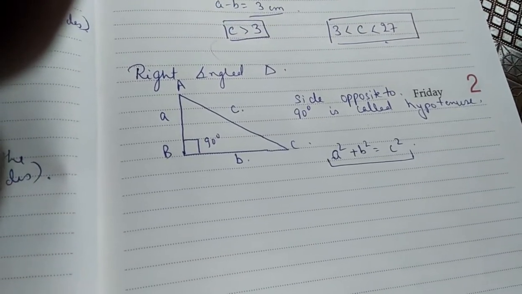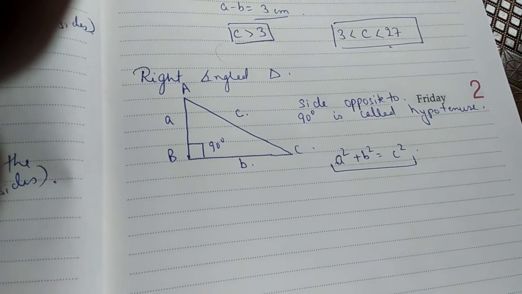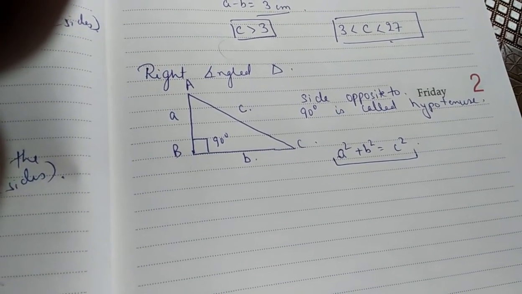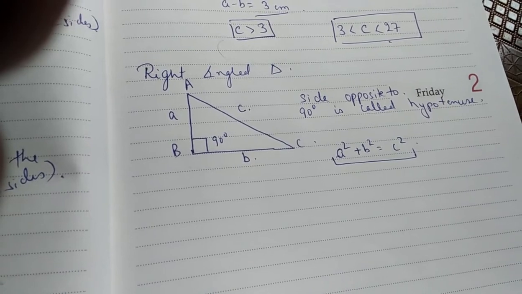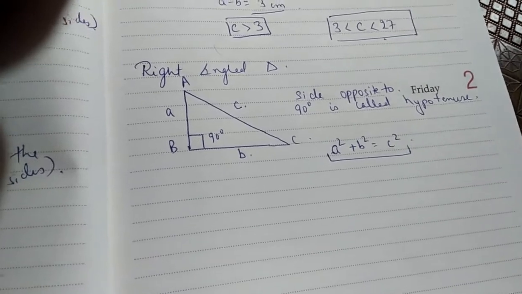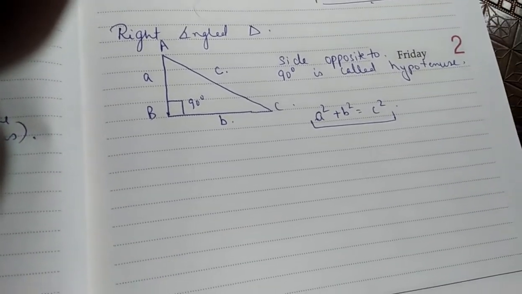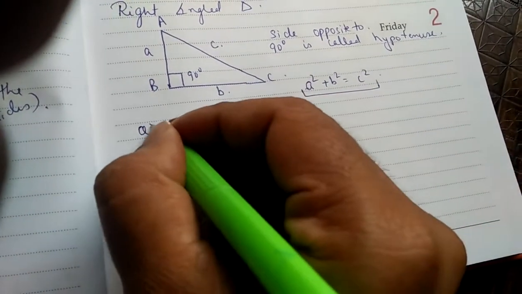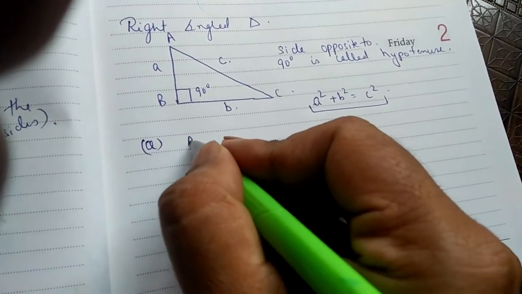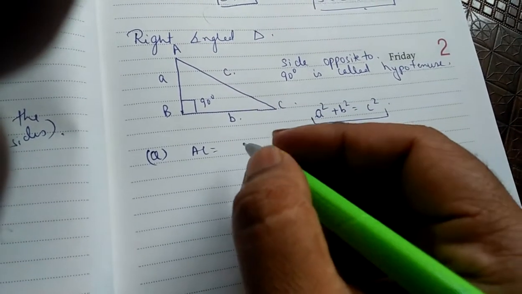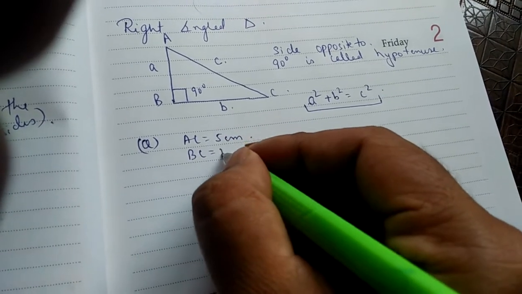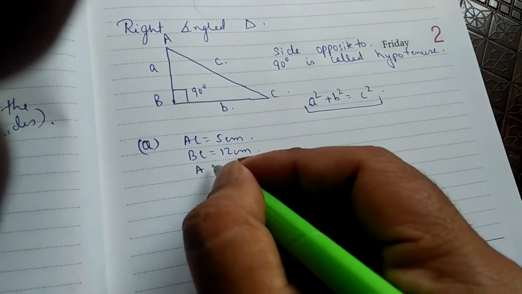All right, now I think triangles is over. The only thing you need to do is practice a few questions on the basis of this. They will be fairly simple. If you practice, you will be able to solve most of the questions. All right, let's discuss one question on the basis of this right angle triangle. So let's say AC is equal to 5 centimeter, BC is equal to 12 centimeter. Find the length of AB.